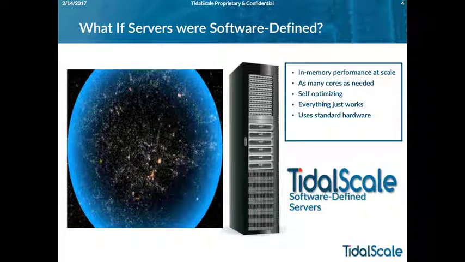You have all the cores you need, if it was self-optimizing and everything just worked, right, on standard hardware. So you don't have to change your programming model. You don't have to change programming languages. You don't have to go from working on a single system to a distributed system. What would that mean to you?